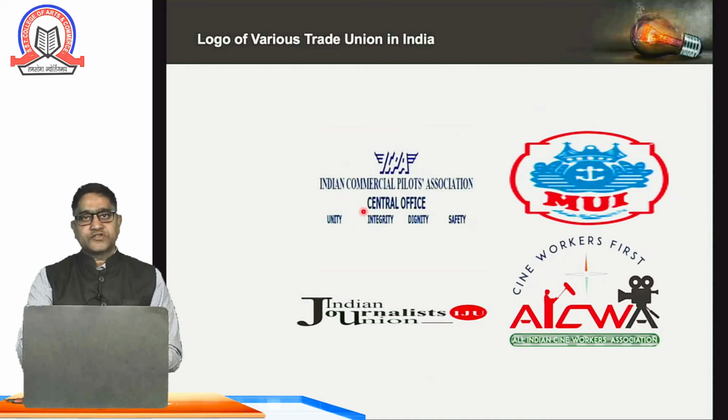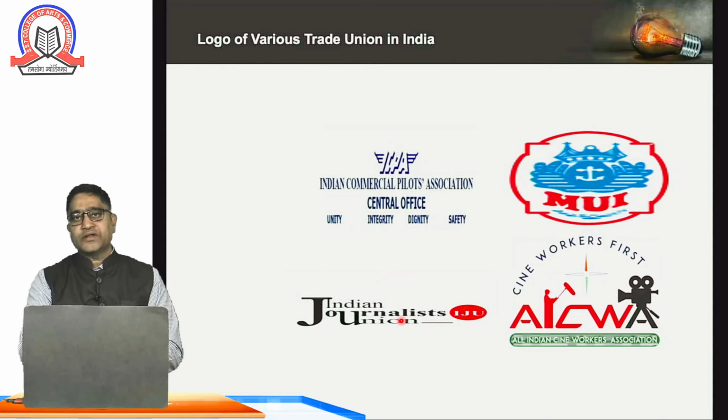If you see this particular logo, where there is a problem related to pilots and co-pilots who are working with any of the airlines, they are affiliated to one of the unions called Indian Commercial Pilot Association, having its central office in Delhi. This is followed by the union associated with those workers who are working in docks, called Maritime Union of India. This is the logo which is quite popular.